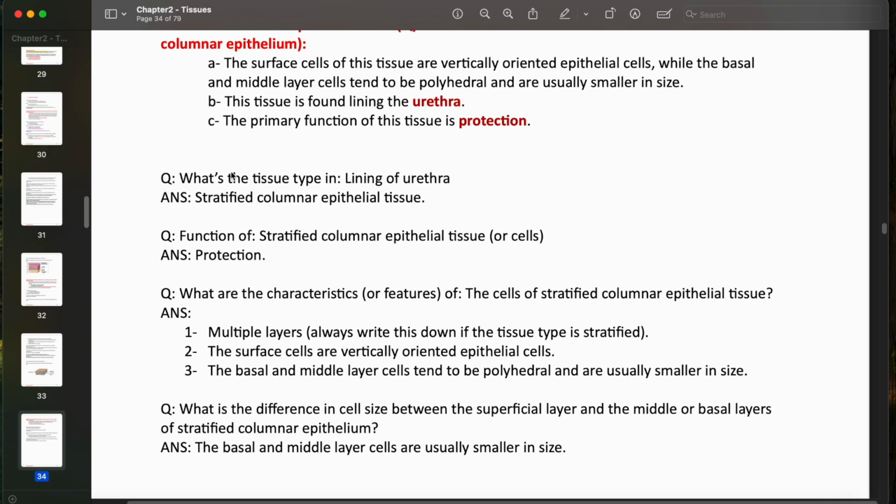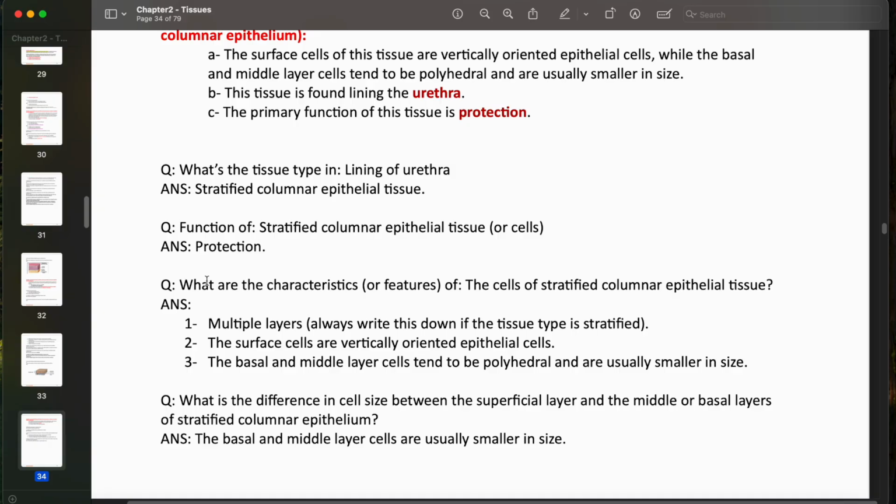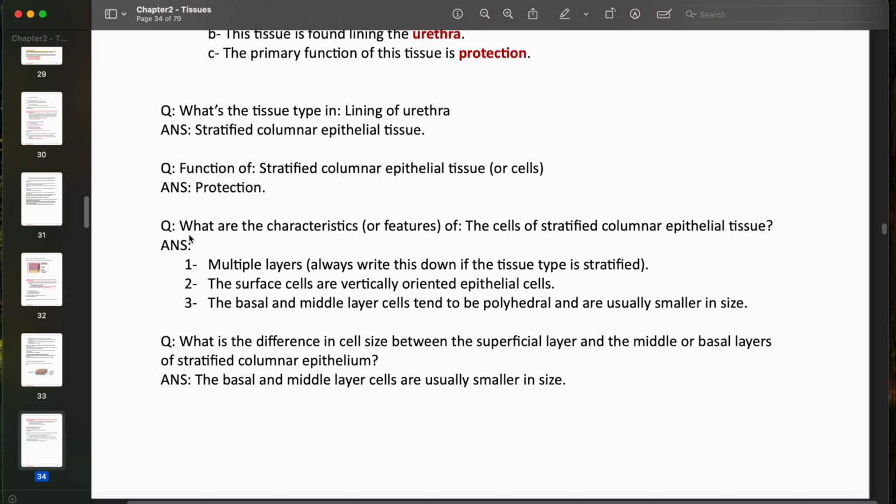Question: what's the tissue type and lining of the urethra? The answer is going to be stratified columnar epithelial tissue. Question: function of the stratified columnar epithelial tissue or cells. Protection.